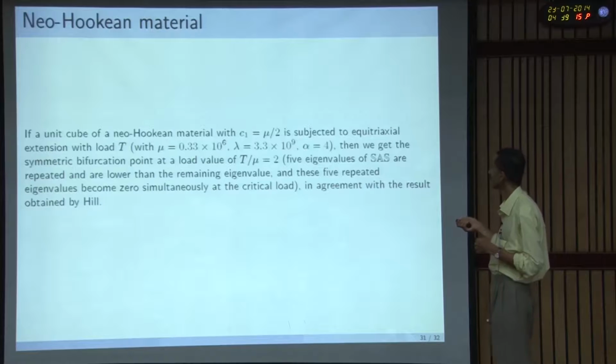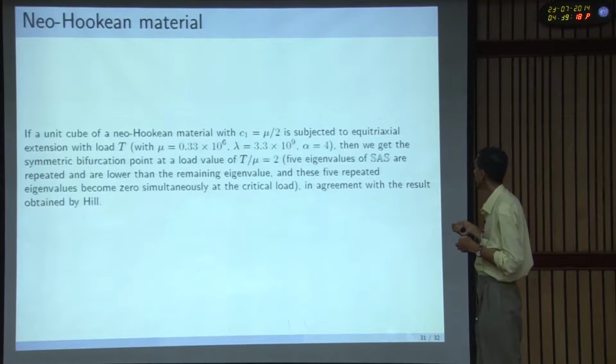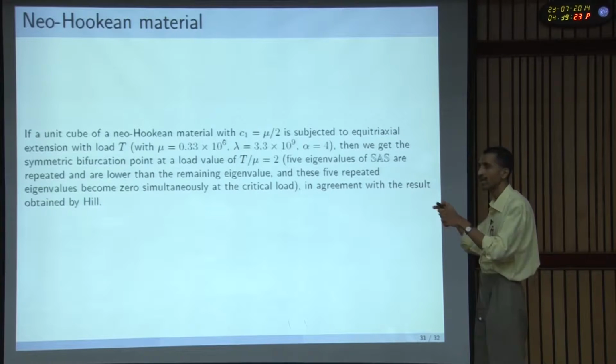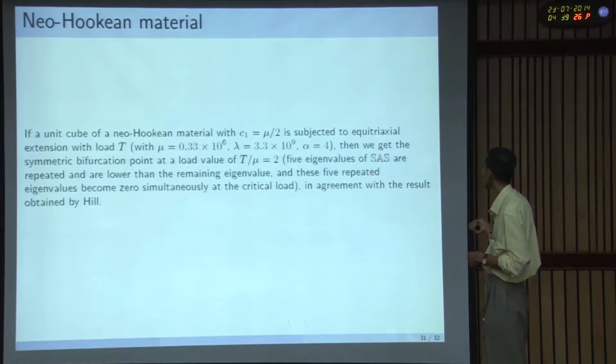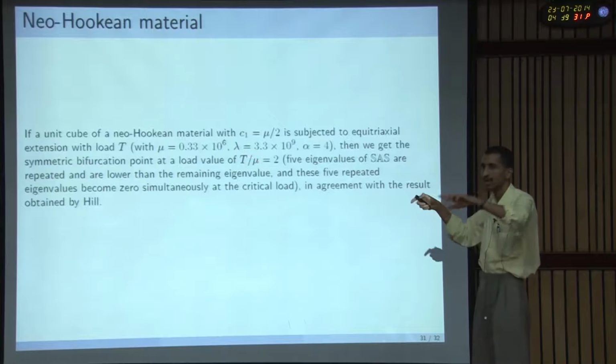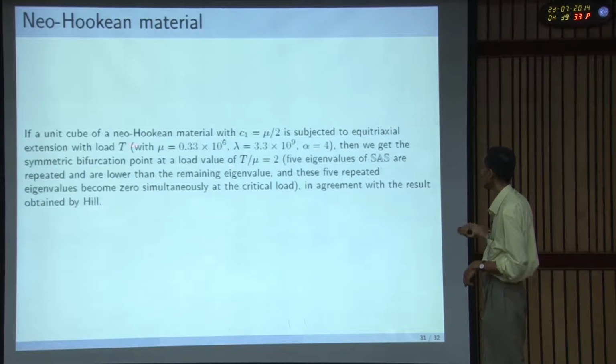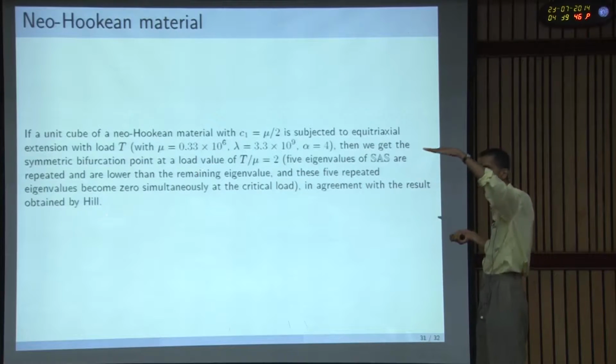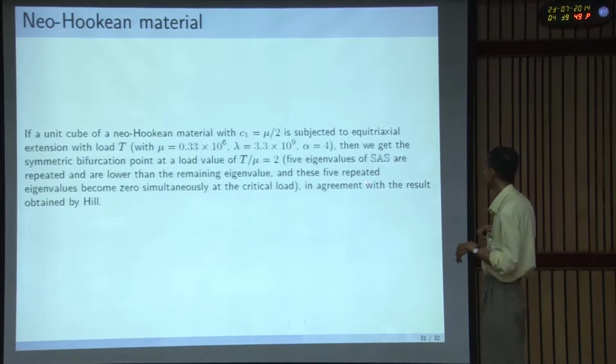And then this is just another example where you have a unit cube under equitriaxial loading, and again you get this bifurcation at this particular value of T by mu. So T is the load in the equitriaxial loading here. What happens with this criterion is that these 5 eigenvalues of these S, A, S are repeated and are lower than the remaining eigenvalue. And these 5 repeated eigenvalues become 0 simultaneously. So that shows that you get this bifurcation at this point.